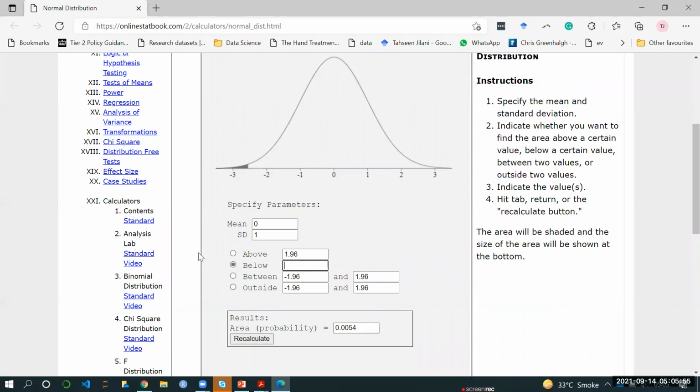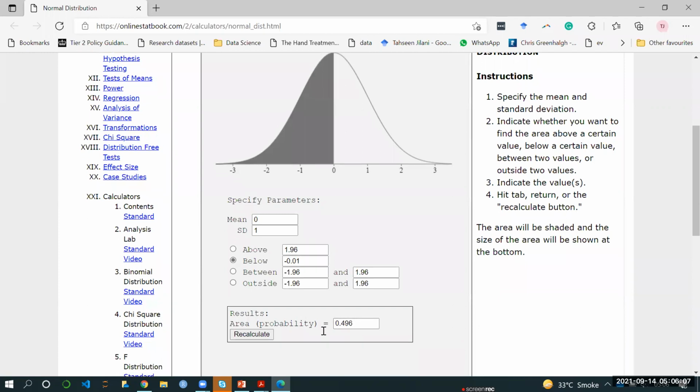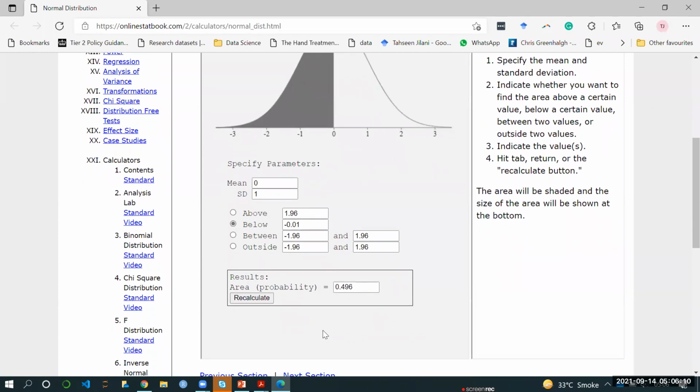And similarly, if I want to find minus 0.01, it is showing 0.4 something. 0.01 is close to 0, so that's why the area is nearly 0.5.